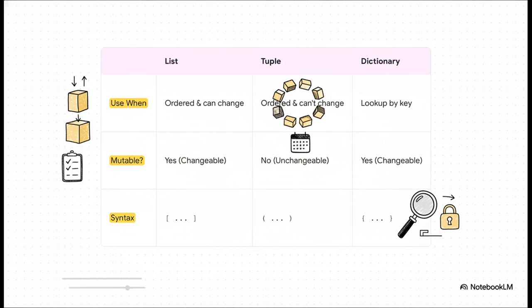It's this simple. If you need an ordered group of things that might change, like a shopping list, use a list. If you have an ordered group of things that must never change, like the months of the year, use a tuple. And if you need to store information and look it up using a unique name, like a phone book, you want a dictionary. That's it. That's the core logic.